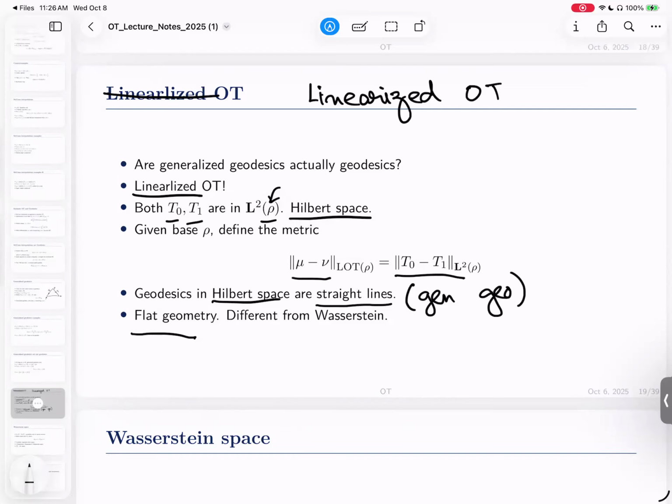You should think of this Hilbert space, and we will come to this in the next slide, the Wasserstein space. The idea is that the Wasserstein space is an infinite-dimensional Riemannian manifold. You should really think of this linearized optimal transport, this Hilbert space, as something like a tangent space at rho. That's the right way to think about it. We may or may not come back to this intuition later, but it is an important concept. In this concept, generalized geodesics are actual geodesics in this Hilbert space. Good. Any questions?